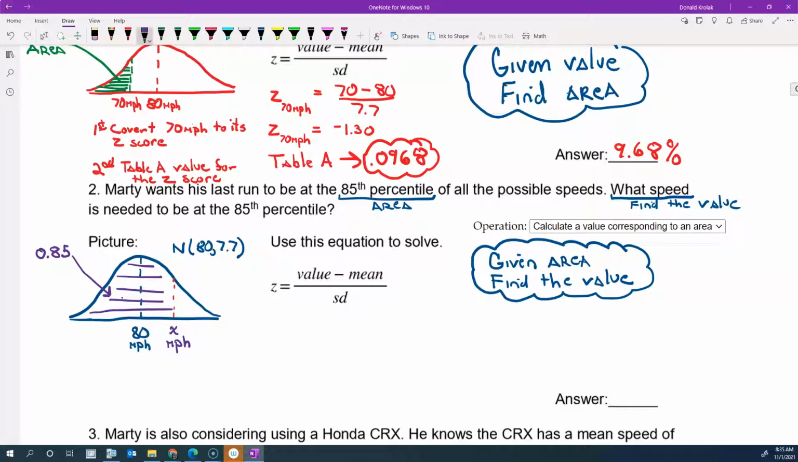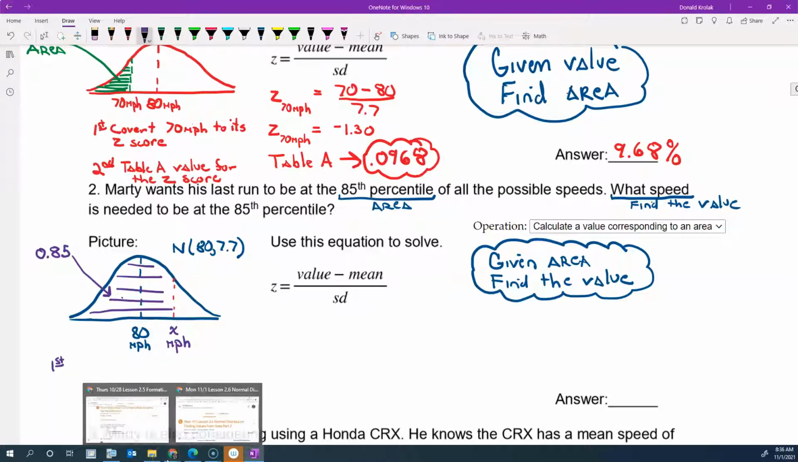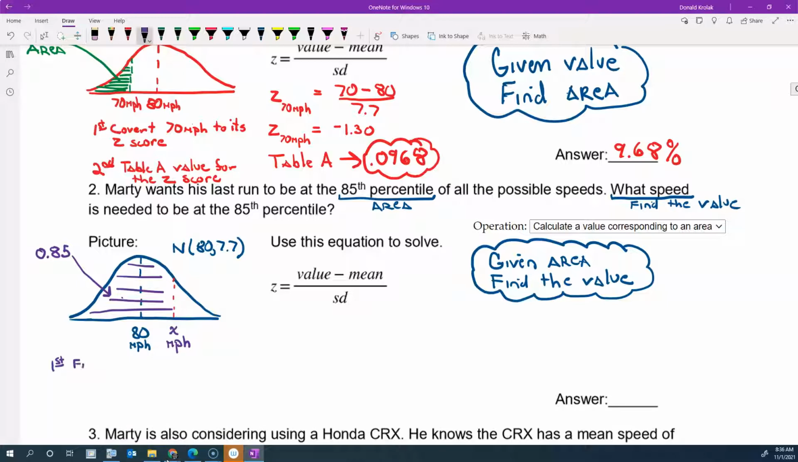All right, so the first thing we're going to do is go to the table and find the z-score that goes with this decimal. So what we're going to do is find the z-score.